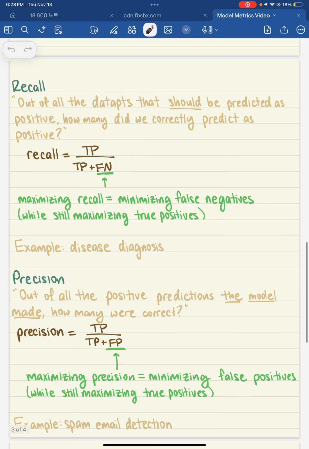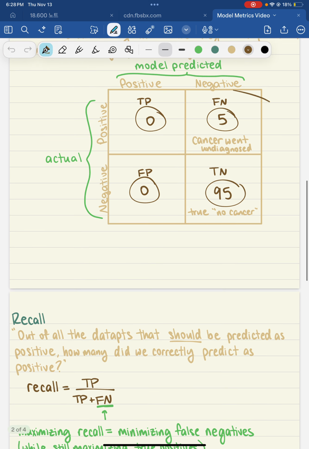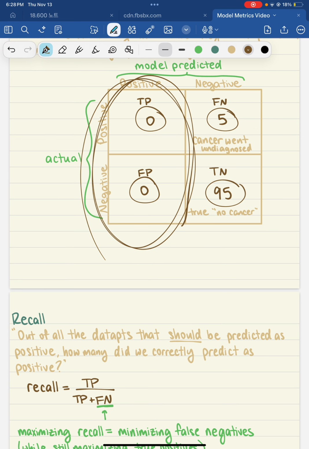So precision goes about this differently. It says, out of all of the positive predictions the model made, how many of those were correct? Recall that in the case of recall, we were looking at all of the actual positives and calculating how many the model got right, so we were trying to minimize those false negatives. Now for precision, we're doing something different. We're taking all of the predictions that the model made and seeing how many of those are correct. So we're instead trying to minimize those false positives.